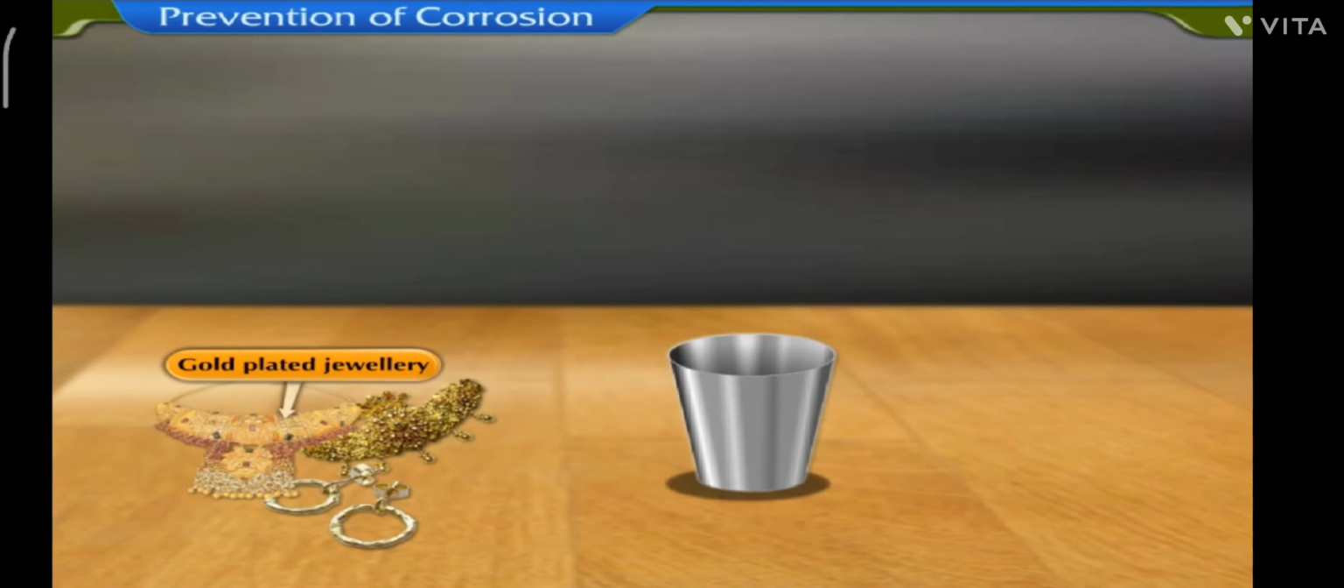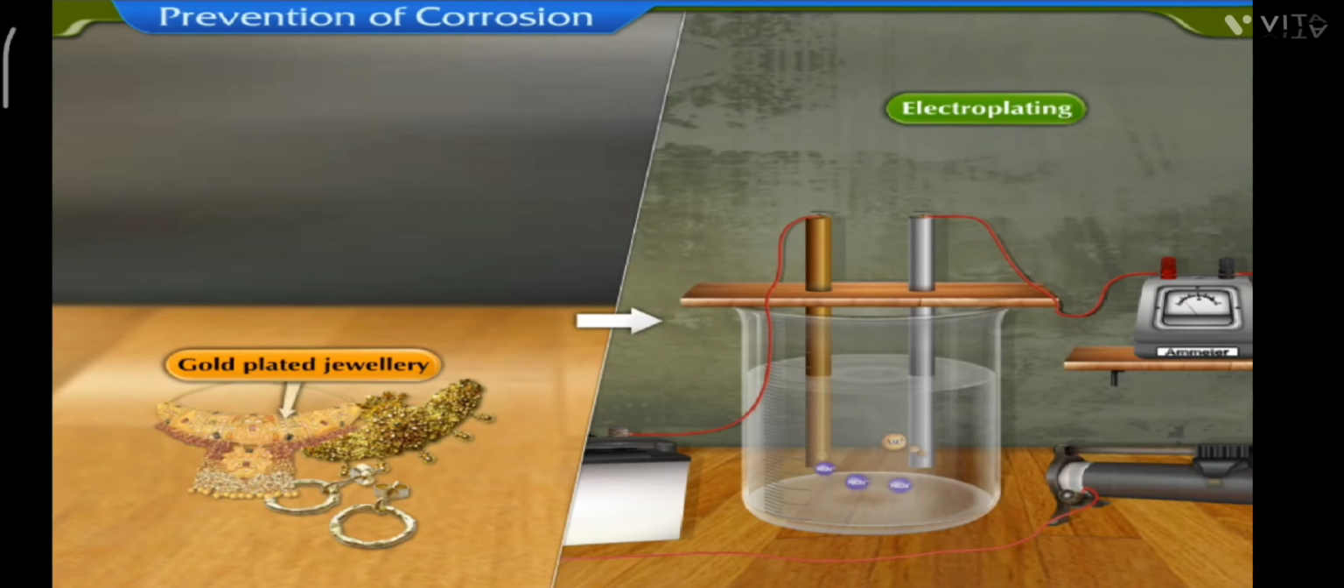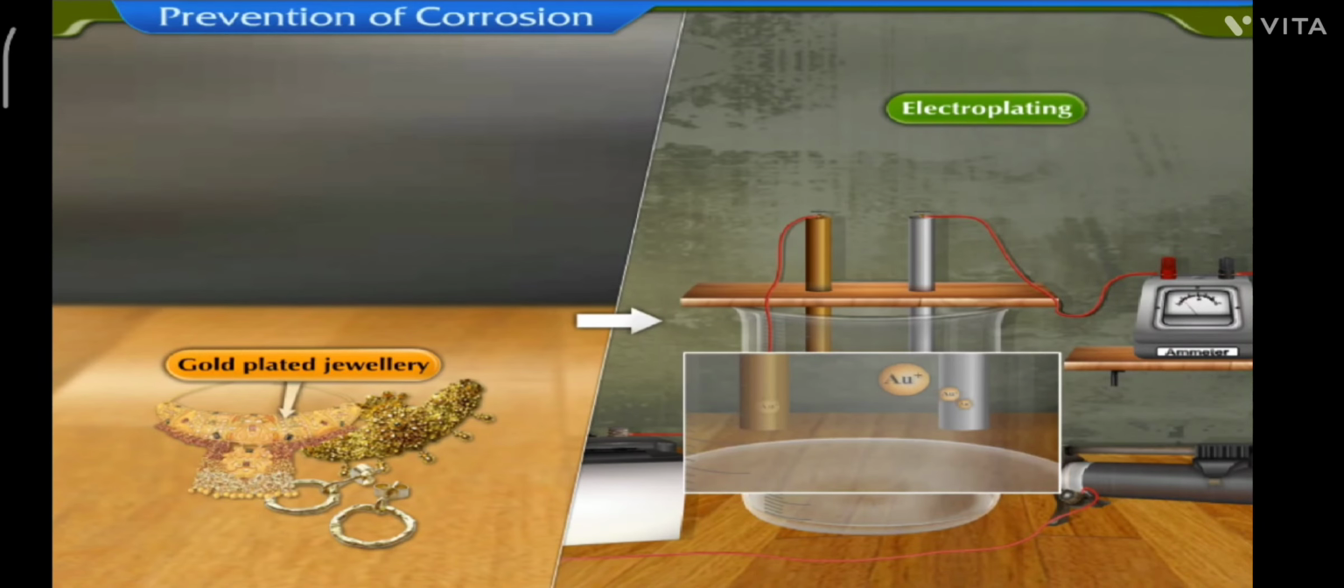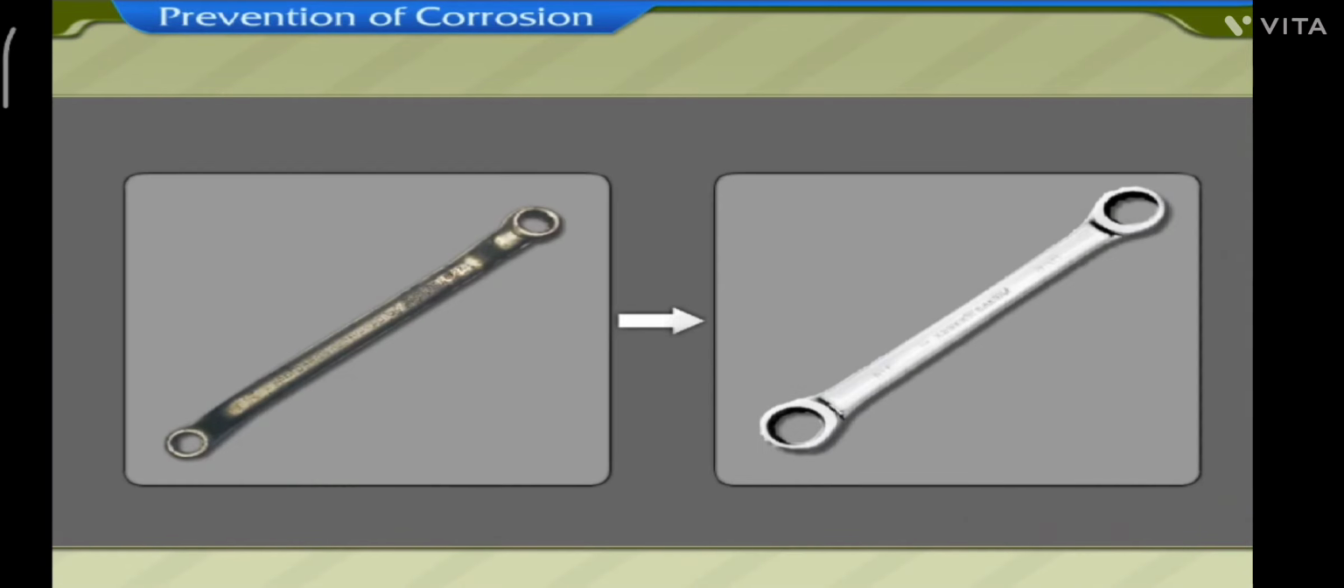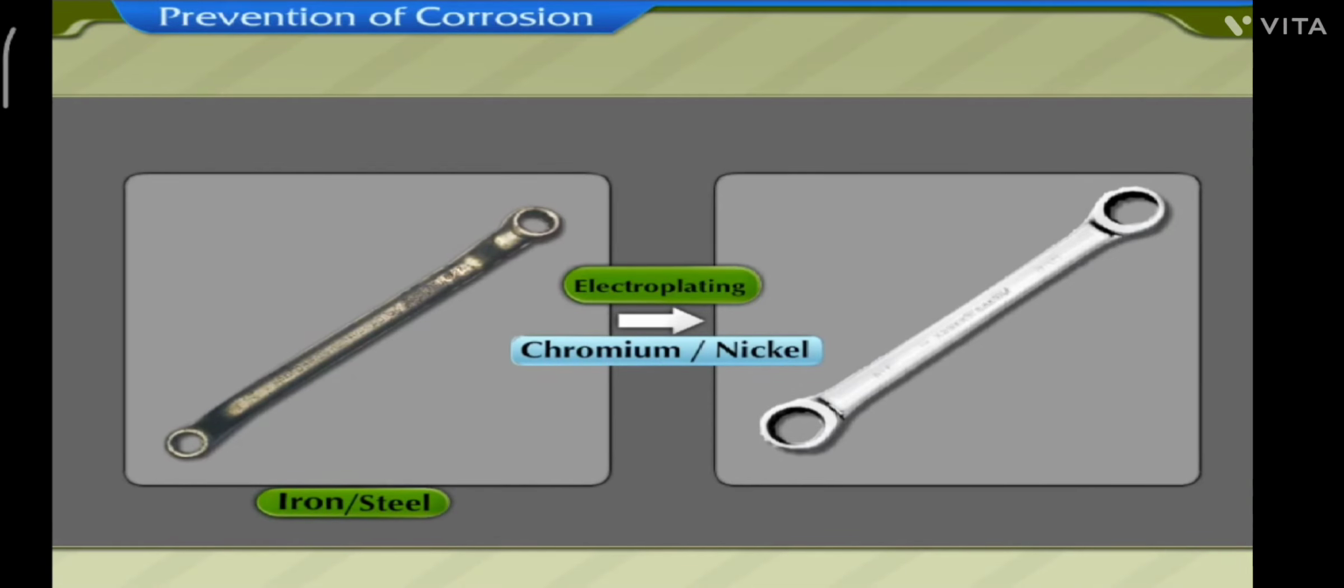We are familiar with gold-plated jewelry and silver-plated articles. This is done by a process called electroplating, where a metal surface is plated by another metal by the process of electrolysis. Iron or steel articles can also be electroplated by chromium or nickel to protect them from corrosion.